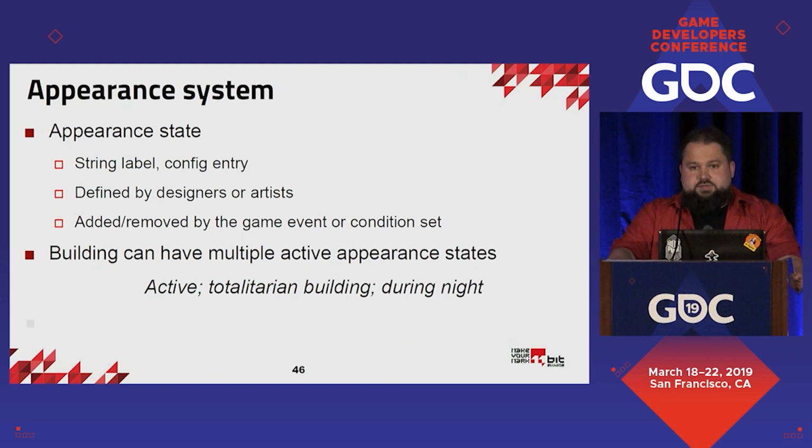To do that, we introduced appearance state. Appearance state is basically a string label or a config entry that is defined by designers or artists and can be added or removed by game state mechanisms or by effects. A building can have an infinite amount of active appearance states. For example, active, totalitarian, building during night, and so on.